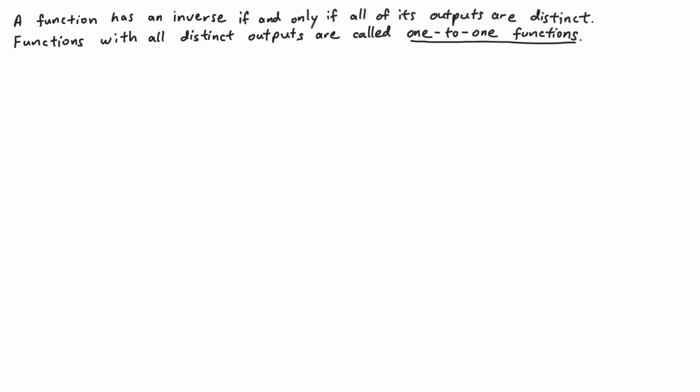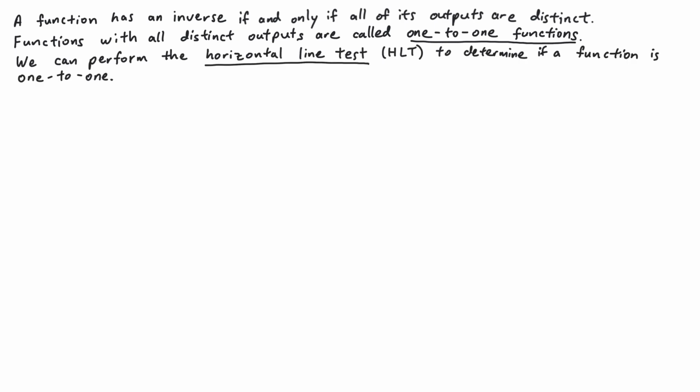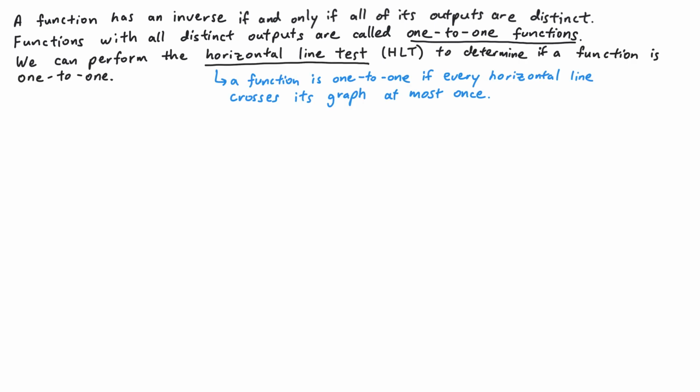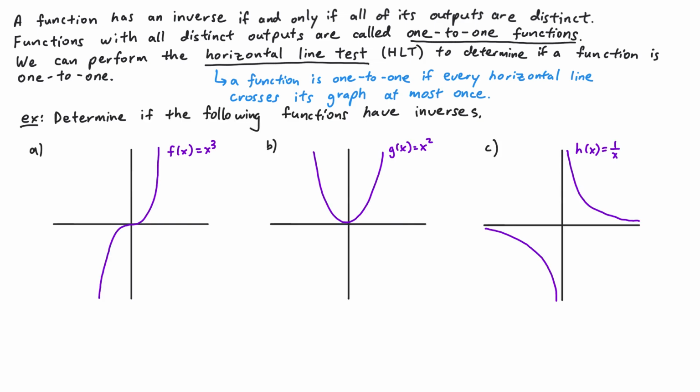So it turns out we can tell when a function is one-to-one by looking at its graph. We can perform something called the horizontal line test. The horizontal line test is very similar to the vertical line test. We can tell if a function is one-to-one if every horizontal line crosses the graph of the function at most once. Let's take a look at some examples. In our example here, we want to determine if the following functions have inverses. So what we'll do is use the horizontal line test to determine whether or not they're one-to-one, and if they are one-to-one, that tells me they have inverses.